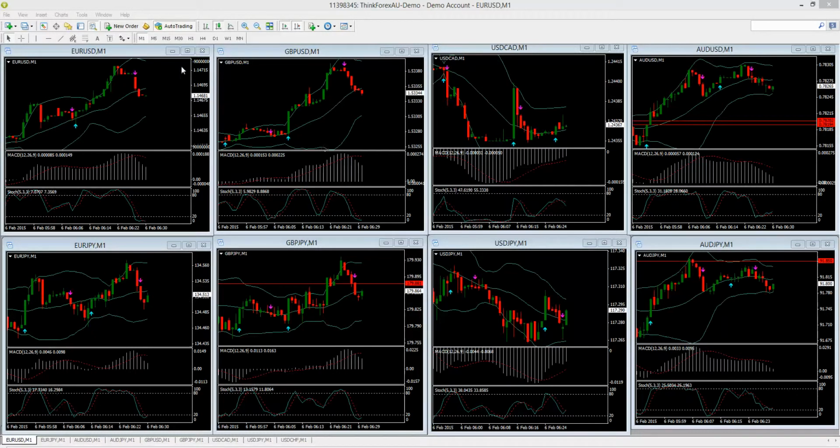So let's talk about that first. As you can see on the screen here, we've got the trader's dashboard with 8 pairs on here: the Euro US dollar, British pound US dollar, Canadian dollar, Australian dollar, US dollar, Euro yen, British pound yen, US dollar Japanese yen, Australian dollar Japanese yen. So let's take a look at that trade, and we'll come and talk about these currency pairs in the trader's dashboard.